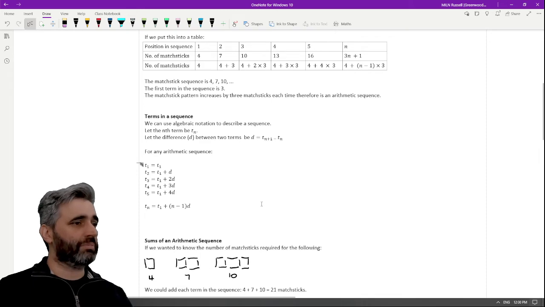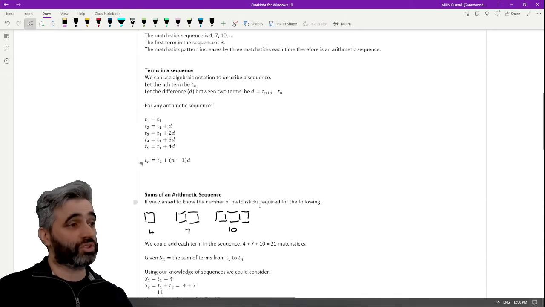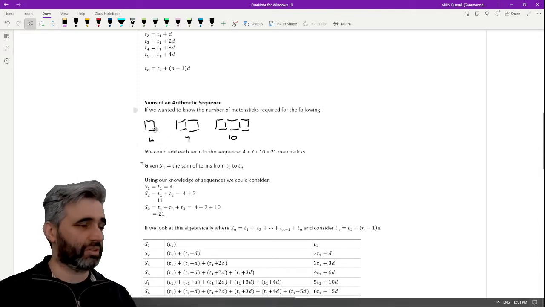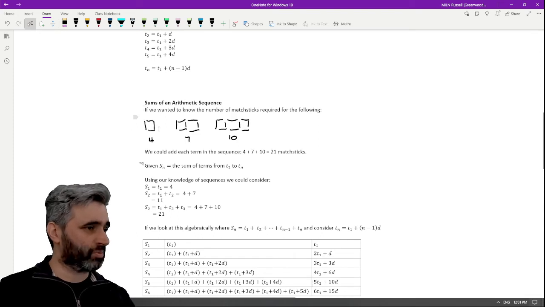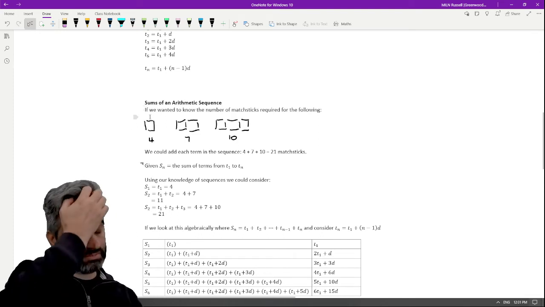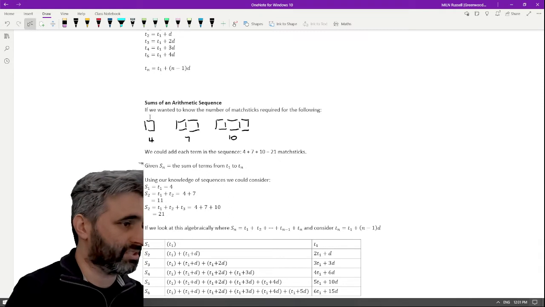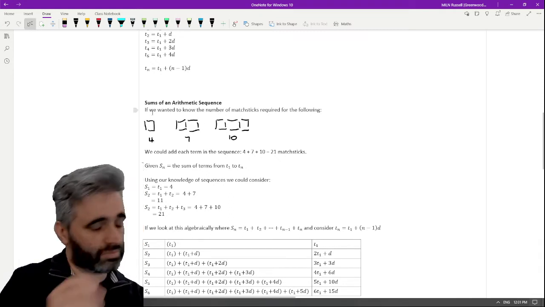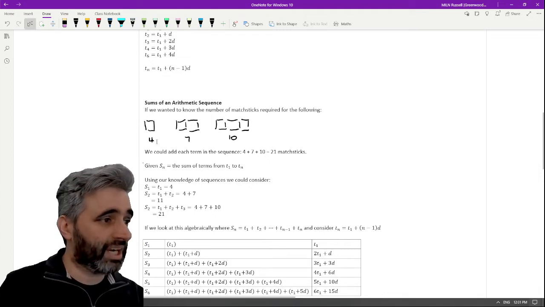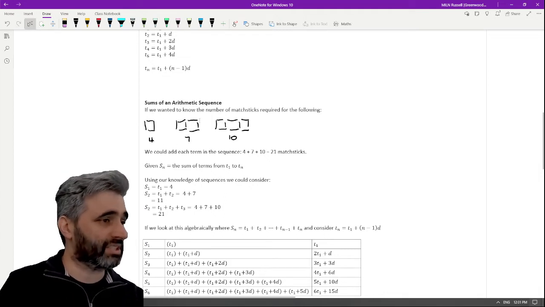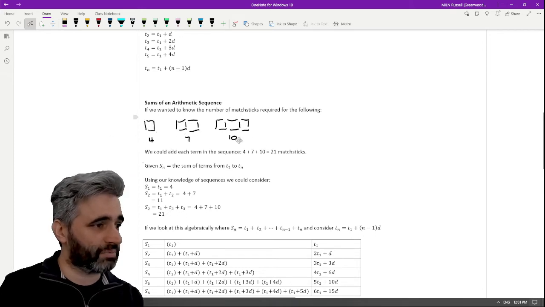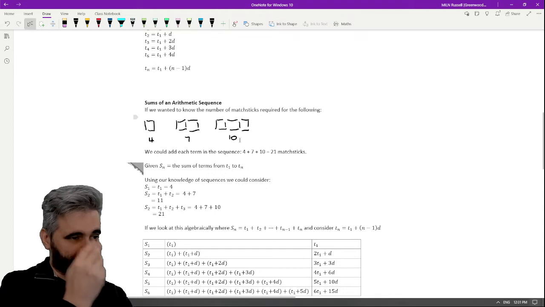Now, what happens though if we didn't want to just find the term in the sequence? We wanted to find out how many matchsticks we'd need to do all the shapes up to a position in the sequence. So if we just wanted S1, the sum of the first n values in our sequence, it would just be 4. But if we wanted the sum of the first 2 shapes, it would be 4 plus 7 is 11 matchsticks needed to make this and this. If we wanted to make all 3, we would need 10 plus 7 plus 4 is 21.